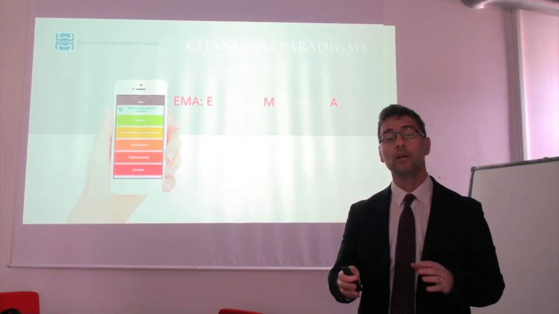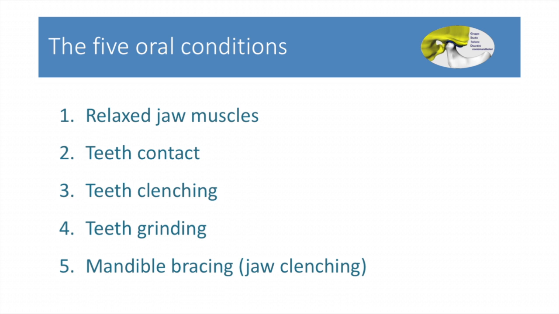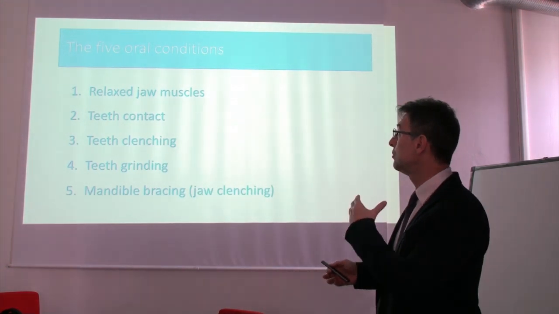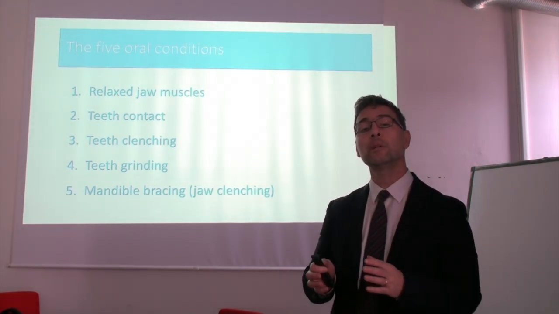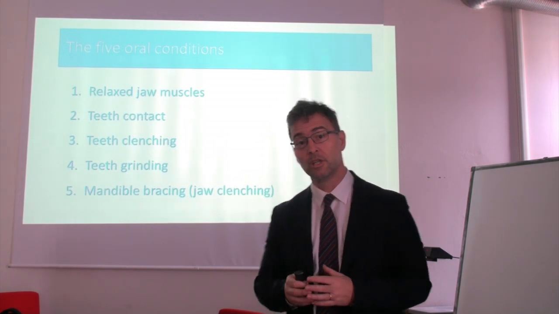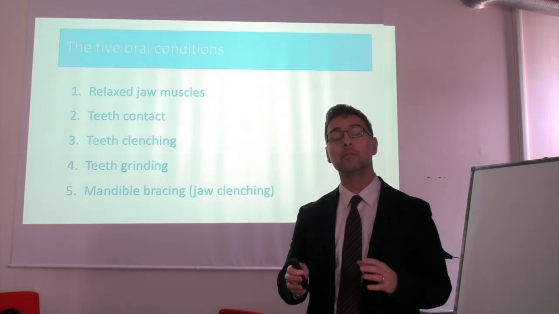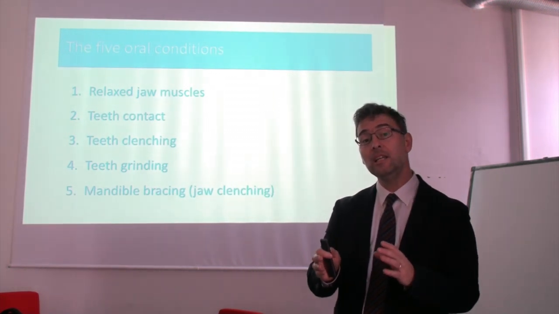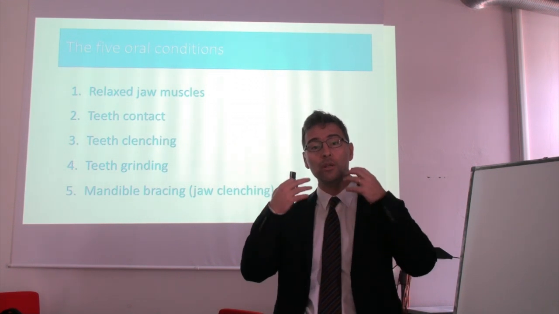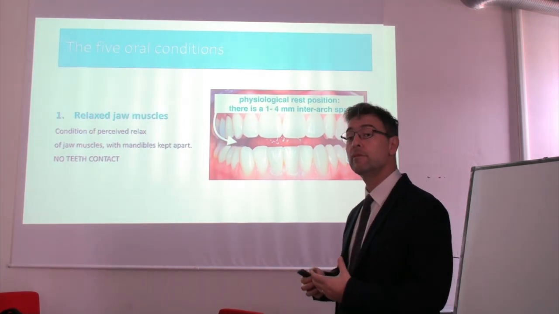So, with this tutorial, we are going to introduce and describe the 5 possible conditions that are to be reported in real time. The first condition is the relaxed jaw muscles. Then there are the possible phenomena that are part of the awake bruxism spectrum, namely teeth contact, teeth clenching, teeth grinding, and a condition named mandible bracing, which is the situation in which you are keeping your teeth apart even when the muscles are contracted, braced. The first condition is, of course, the physiological one.